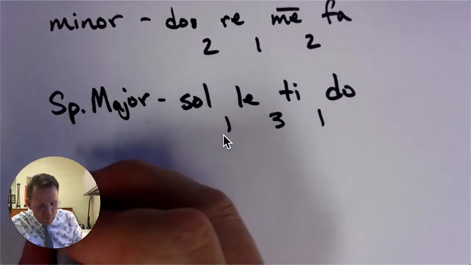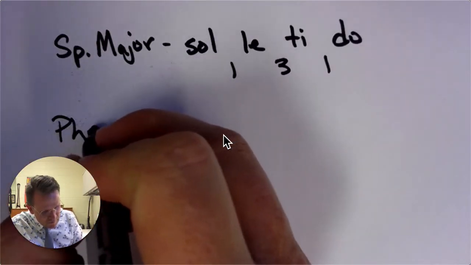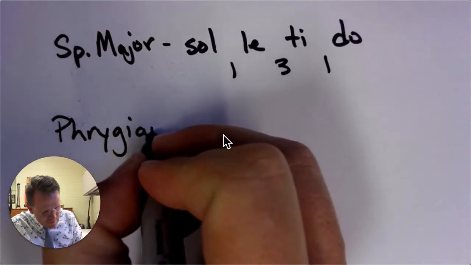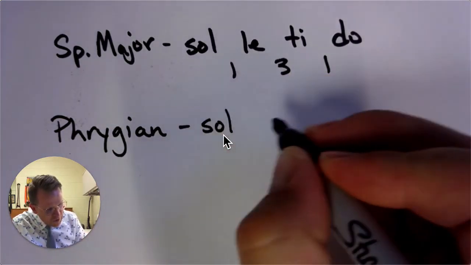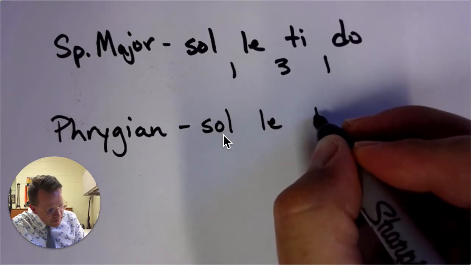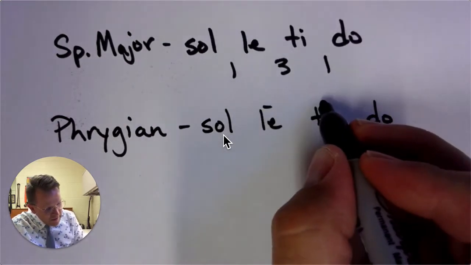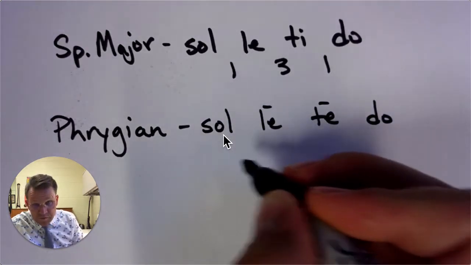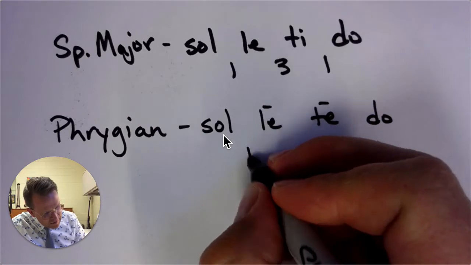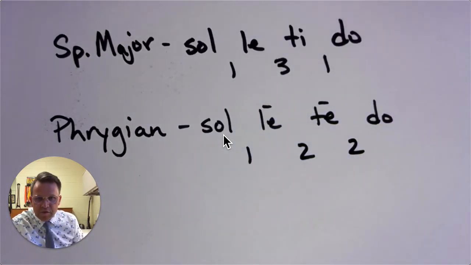And then our final one is, of course, Phrygian. And Phrygian, remember, was sol, le, te, do. And so le and te have both been lowered. And the pull is down to sol in this case. We have a relationship of 1, 2, and 2 with the semitones.